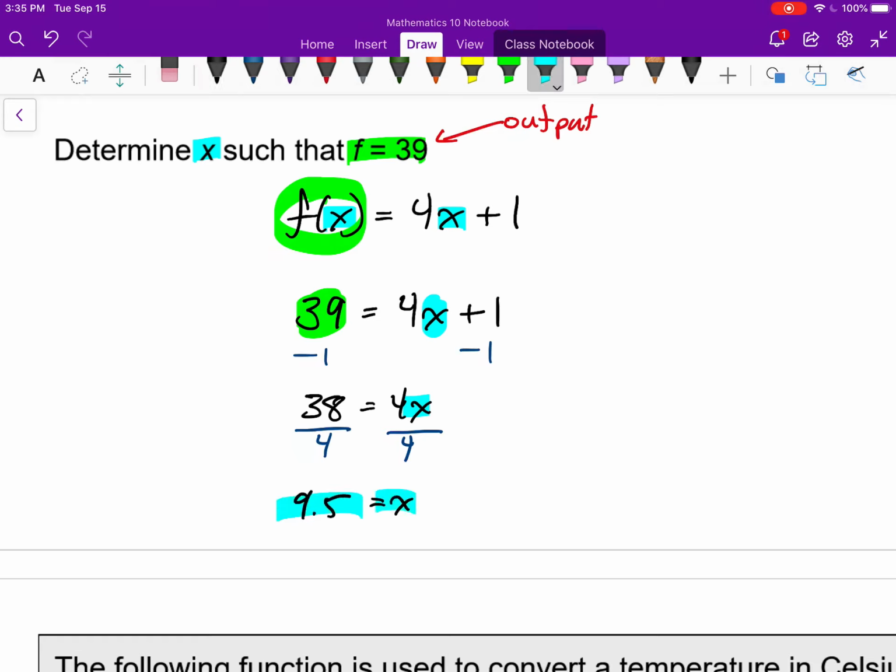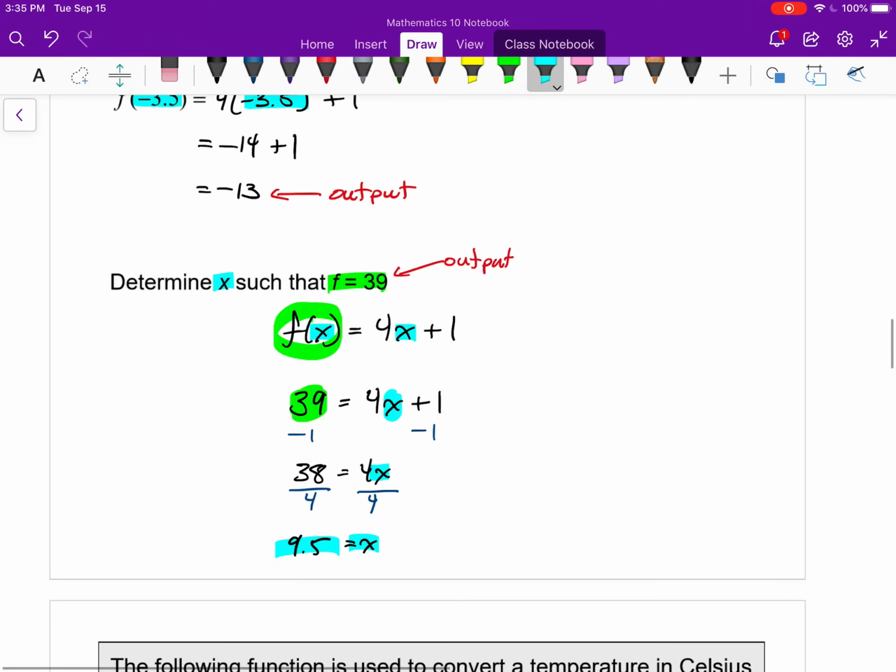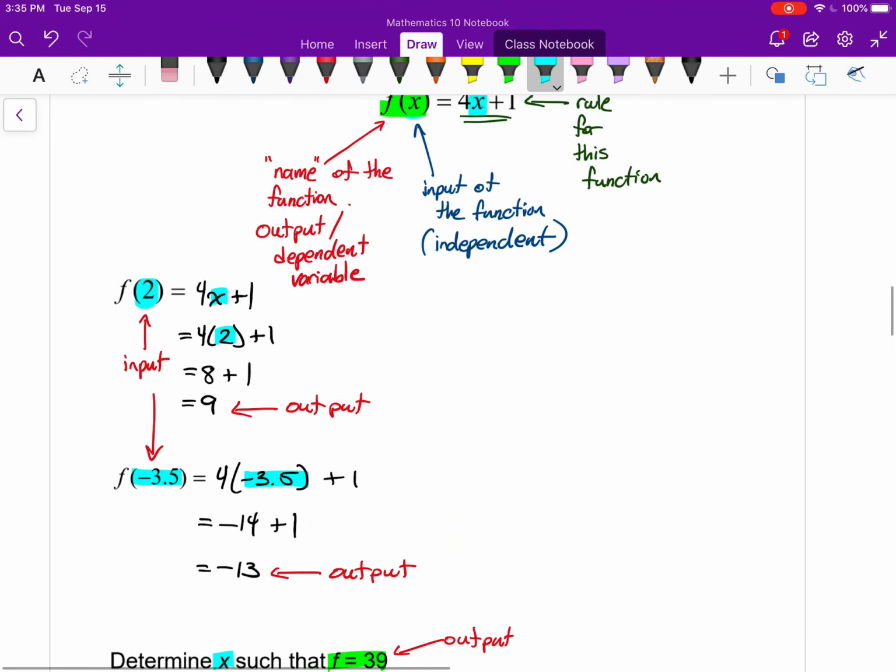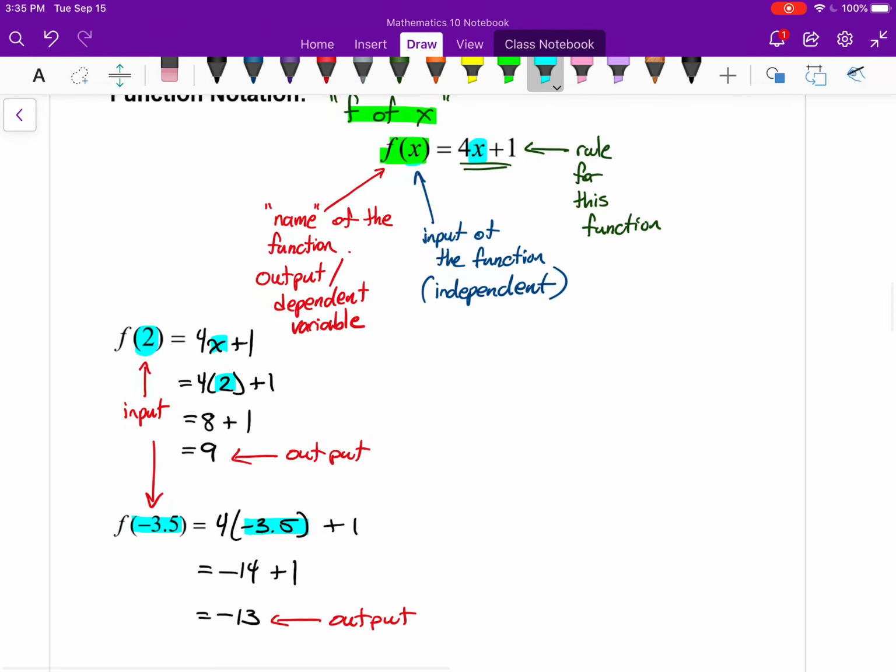So now I know, without doing any guessing, with a little bit of algebraic work, if I put in 9.5, I'm going to get out 39. And again, all these parts here are using what we call function notation. And function notation is just a way of writing an equation where you are really explicit with what is the independent variable, in this case x, and we just give it a name, f.